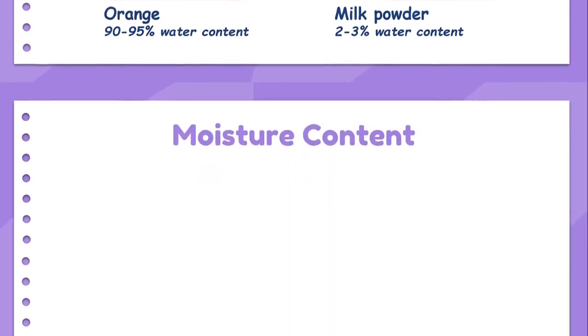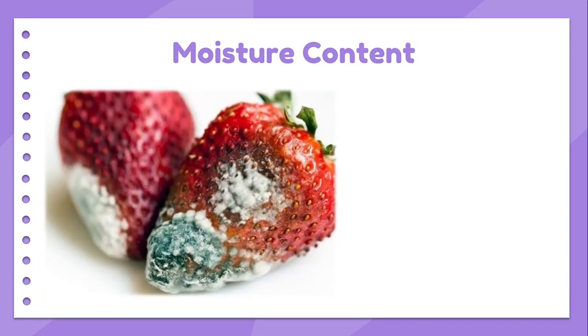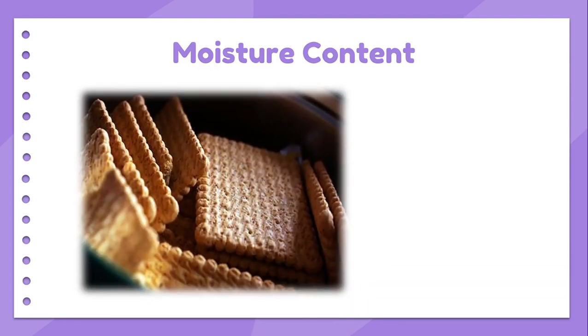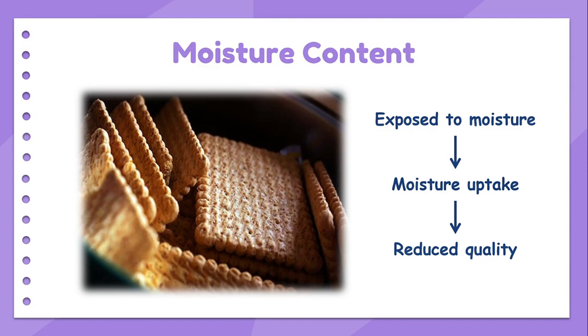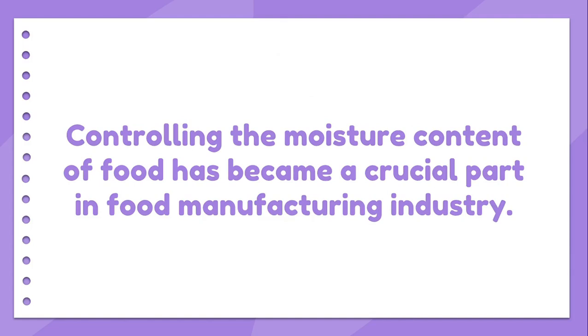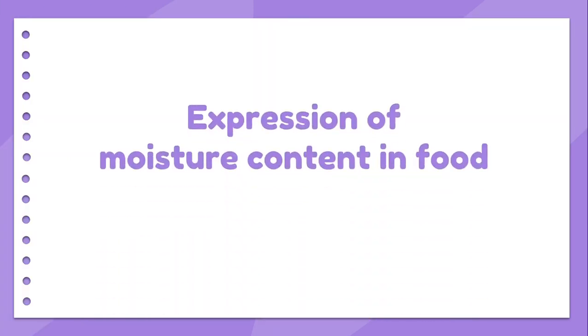Excess moisture content in food will make food easily spoiled. For example, when fresh fruits and vegetables are kept in a moist container, spoilage bacteria can grow rapidly and turn the food inedible. Moreover, when biscuits are exposed to moisture, the moisture uptake may turn the biscuit soggy. As mentioned, moisture content can have dramatic effects on food quality and shelf life. This is the reason why controlling the moisture content in food products has become a crucial part in food manufacturing industry. Moisture content can be expressed in two ways, which are wet basis and dry basis.